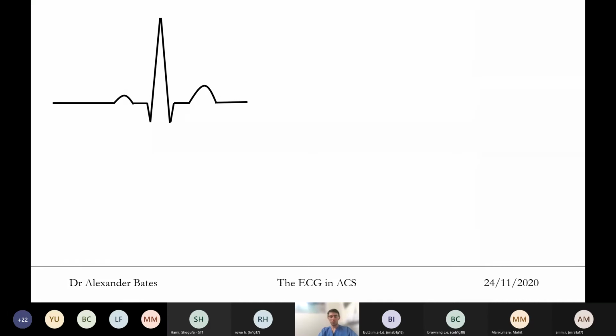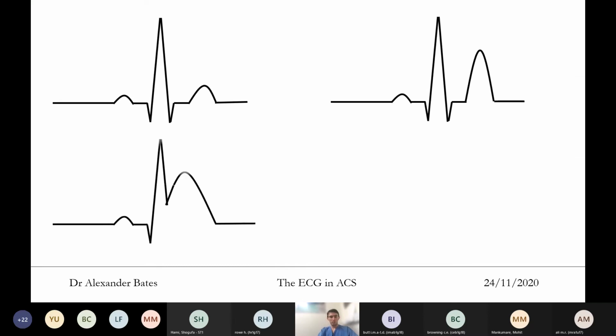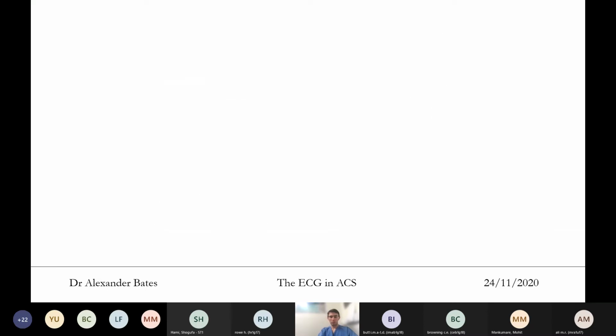So to take you through each of the ECGs as we move through a STEMI: a normal ECG, peaked T wave, ST elevation, Q wave development, and then ST elevation resolves.